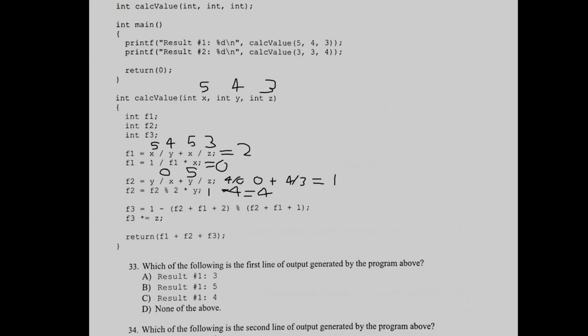So here we have the expression 1 minus f2 plus f1. f2 is 4 plus f1 is 0 plus 2, so this is going to be 6 modulus f2, which is 4, plus 0 plus 1, which is 5, which is going to be 1, and then it's going to be 1 minus 1 is equal to 0. Then multiply that by z, you're going to have 0. So f3 is 0, f1 is 0, f2 is 4, 0 plus 4 plus 0 is equal to 4.